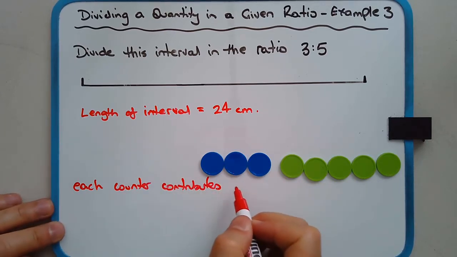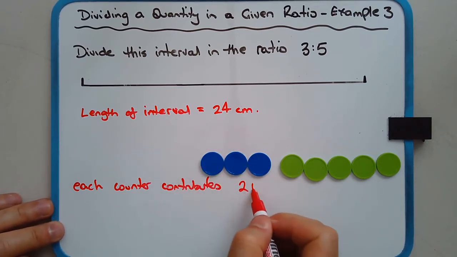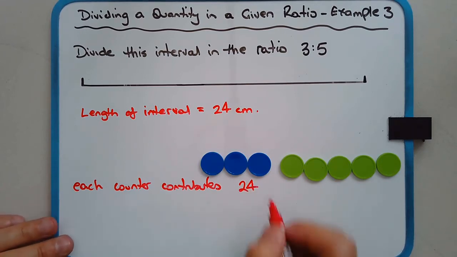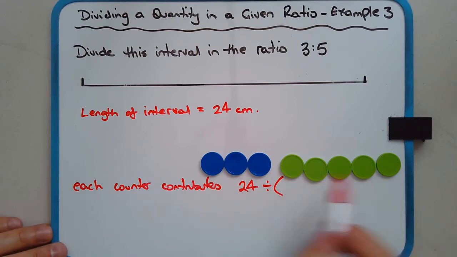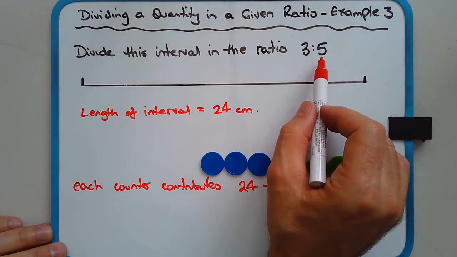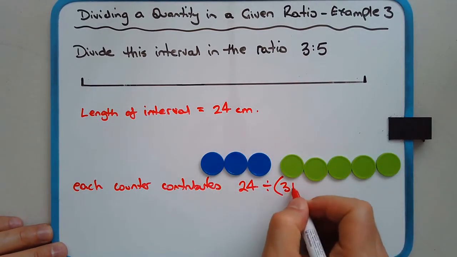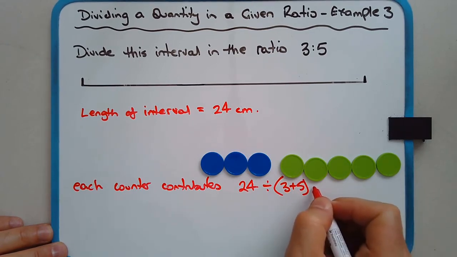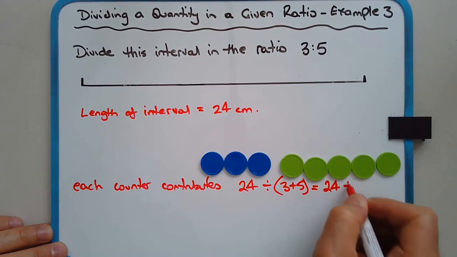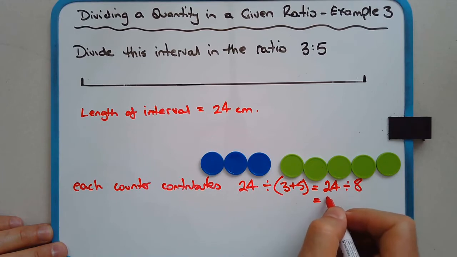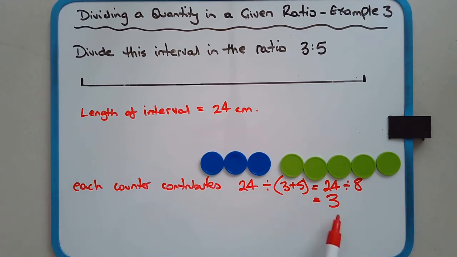The way we're going to work that out is we start off with the length of the interval, and we're going to divide it by the number of counters. And we have 8 counters, so that comes from the 3 and the 5 added together. So 3 plus 5, which is equal to 8, gives 24 divided by 8, which is equal to 3. So each counter contributes 3 centimeters to this interval.